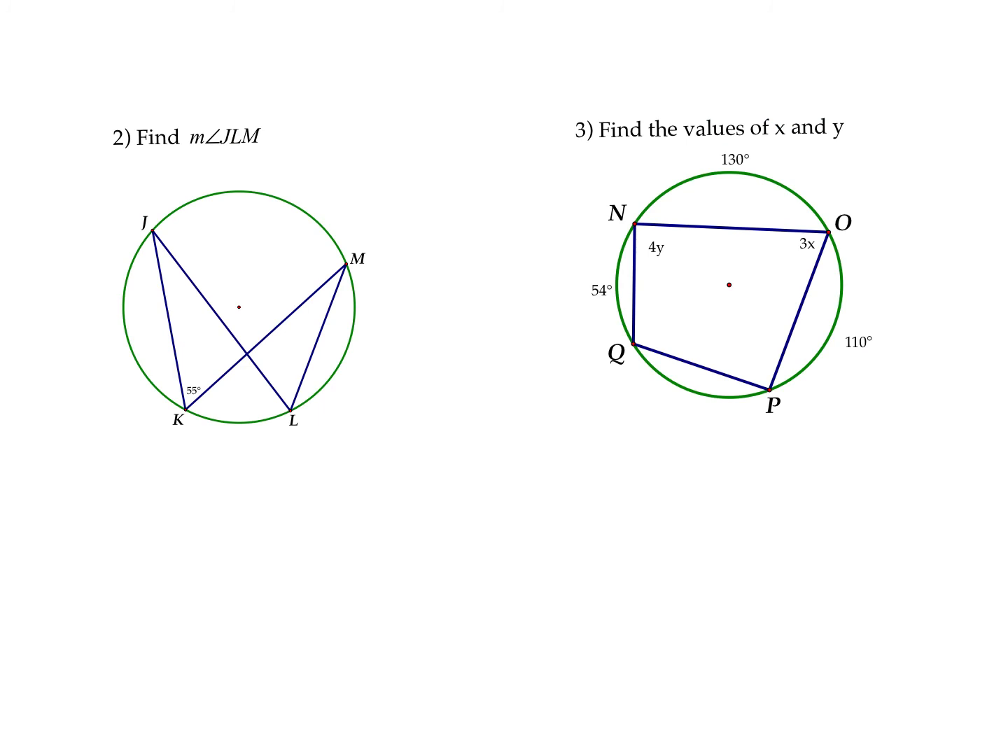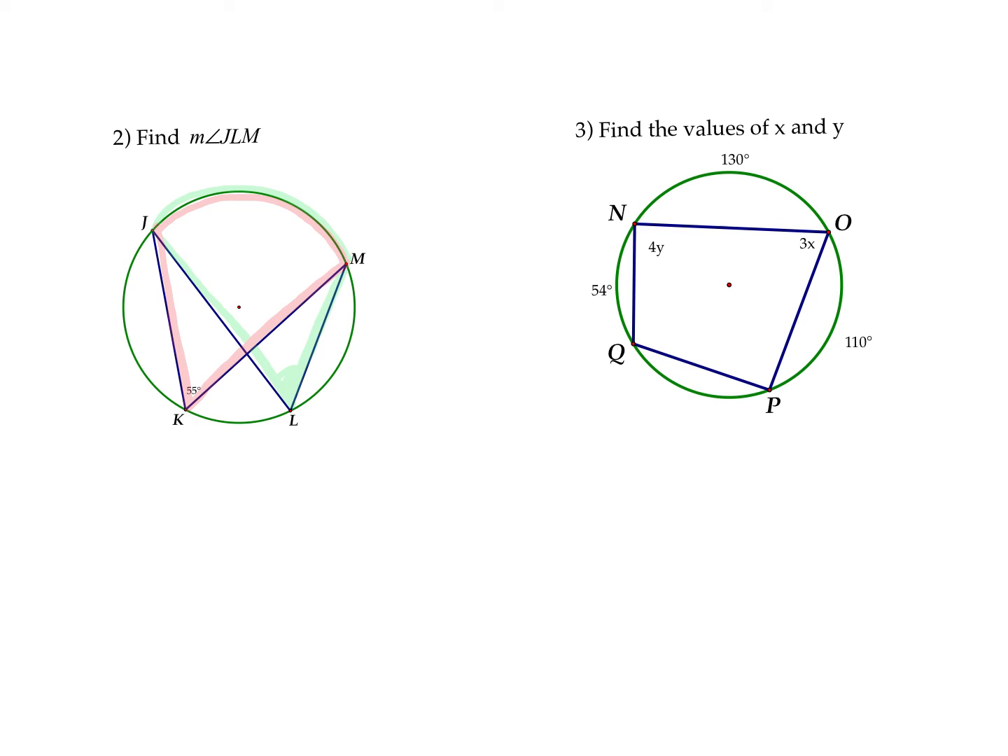All right, in number 2, it says find the measure of angle JLM. So I'm going to use my highlighter tool and highlight angle JLM. So go from J to L and L to M. So that's this angle right here. What I noticed about angle JLM is it intercepts the arc from J to M. And then I notice that there's another angle that also intercepts that same arc, and that would be angle K right here. If I follow the sides of angle K out to the circle, it intercepts the same arc.